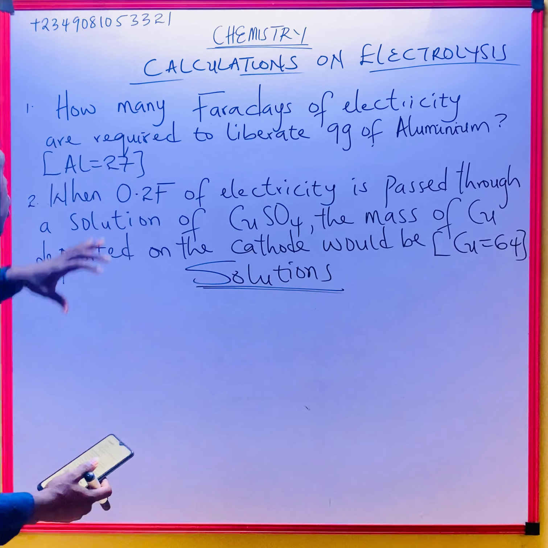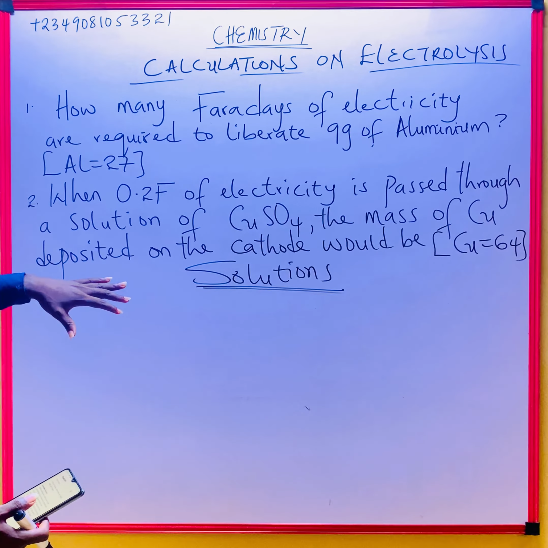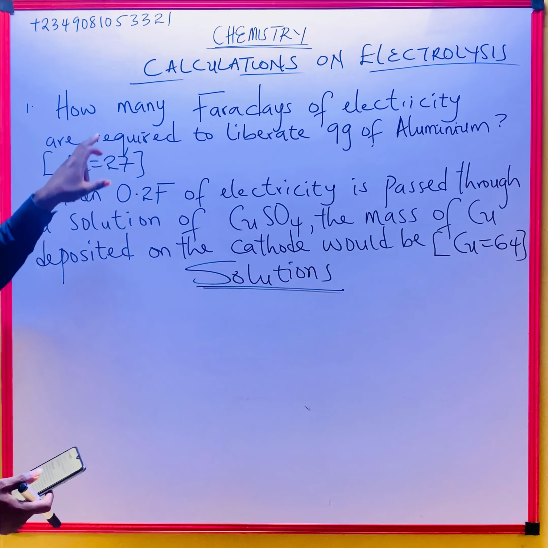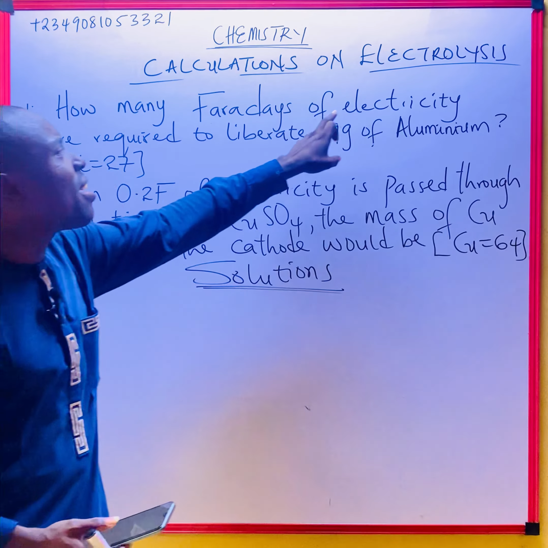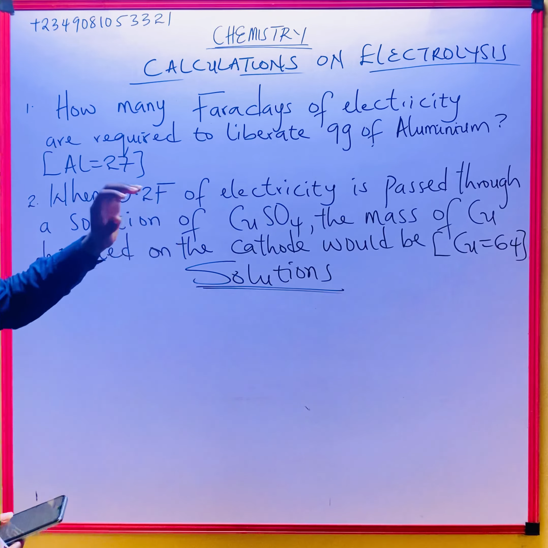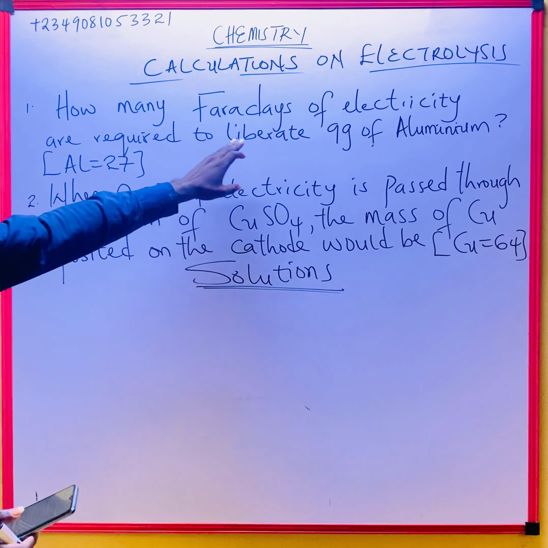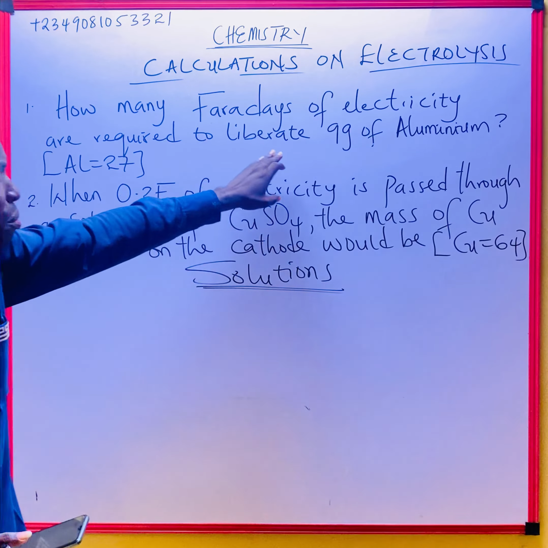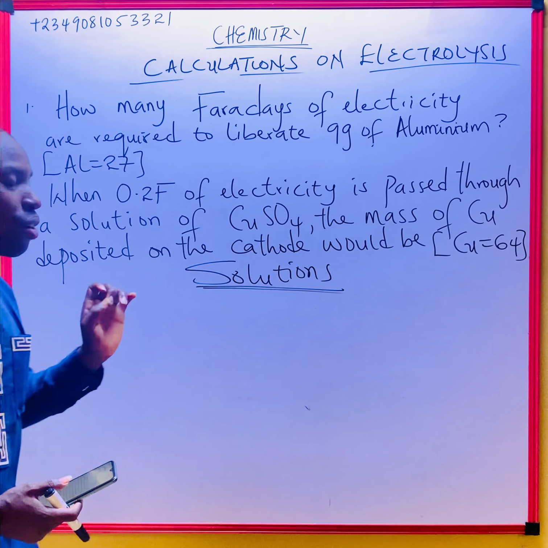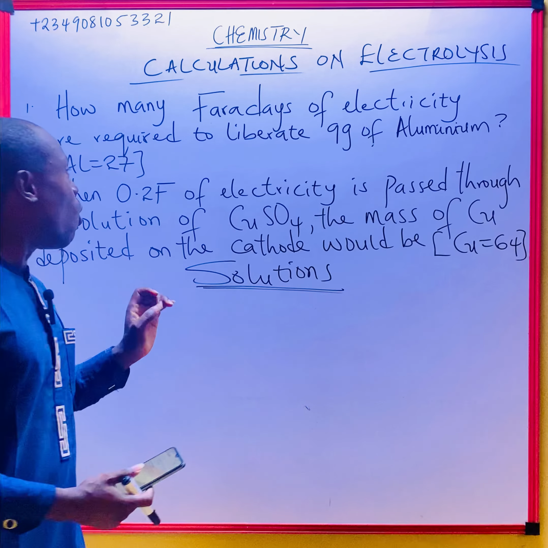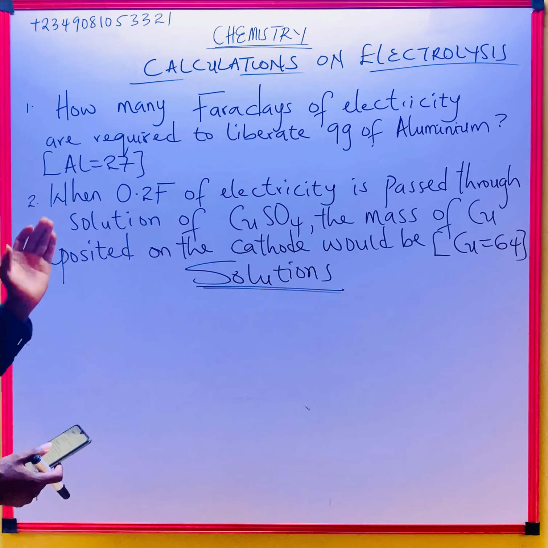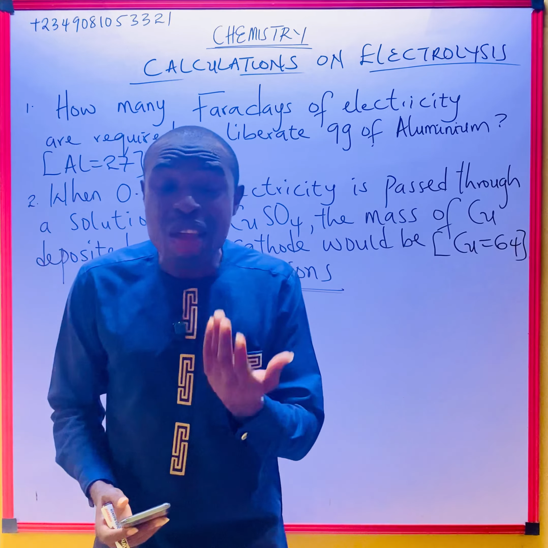Now, these are the two questions that we're going to be solving. The question says, how many Faradays of electricity are required to liberate 9 grams of aluminium, given the relative atomic mass of aluminium to be 27? So it's actually very simple.